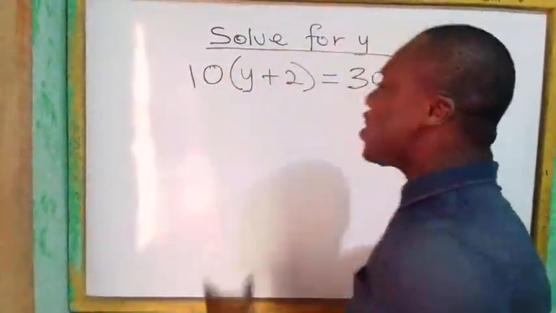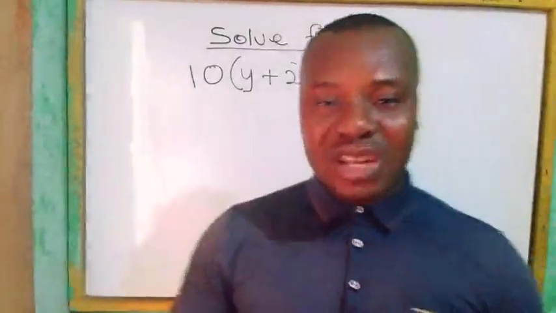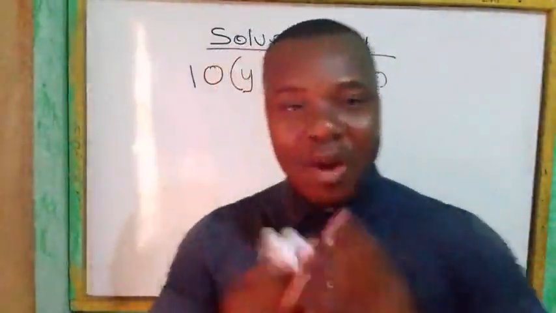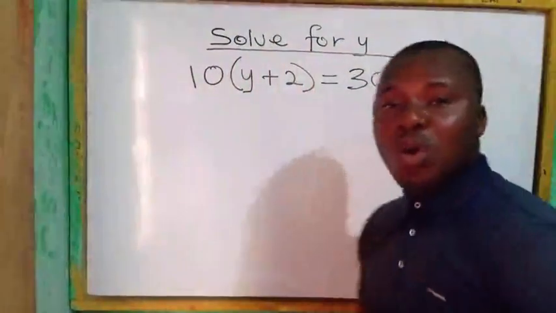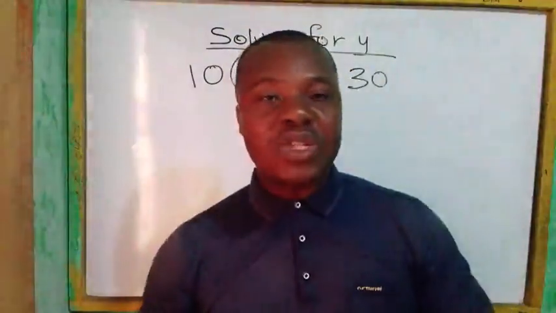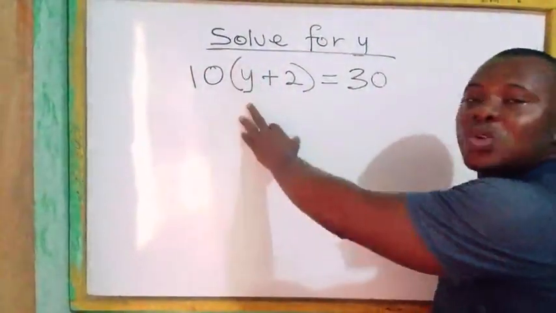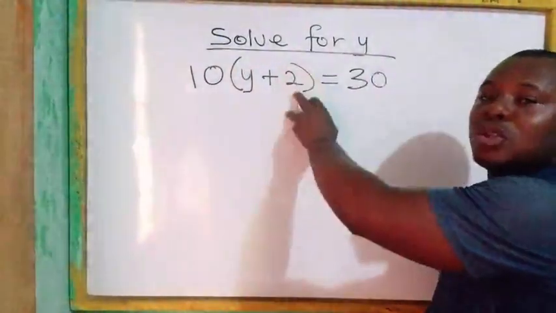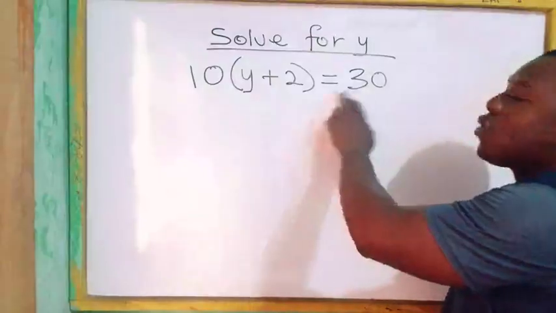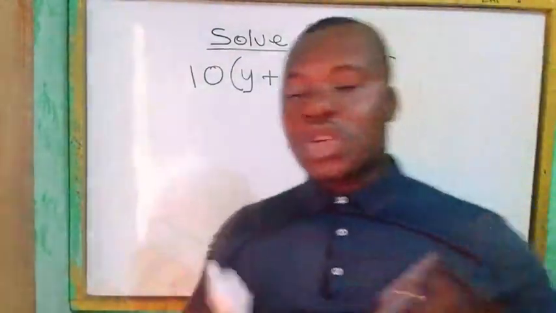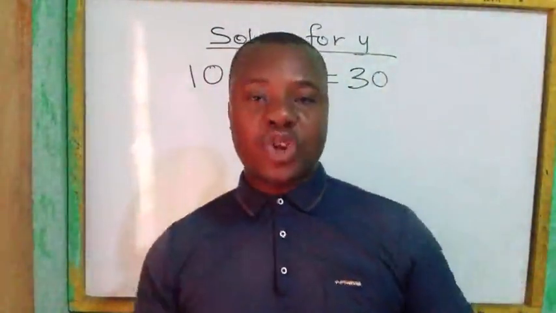In today's class, we have an equation on the board and we are to calculate to solve for what? Y. So let's see how we can solve for Y. We have 10 bracket open y plus 2 bracket close equal to 30. So let's see how we can solve it.